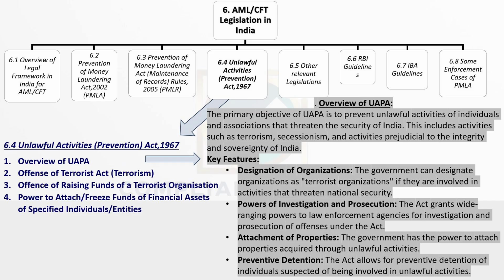4. Preventive detention. UAPA allows for preventive detention, meaning individuals suspected of being involved in terrorism or unlawful activities can be detained before committing any crime. Example: If the police believe someone is planning a terrorist attack, they can detain that person under UAPA without waiting for the crime to happen.